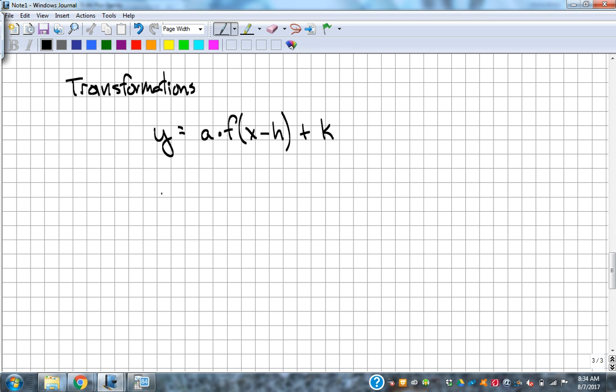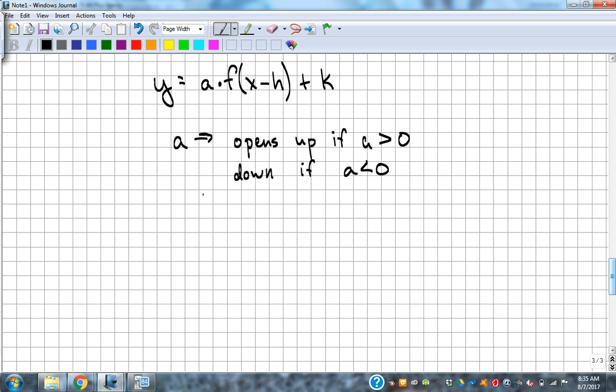So let's work on that A. It opens up if A is greater than 0, down if A is less than 0. We know that about absolute value graphs. We also know that about quadratics. Well, not really focusing much on either of those during this special section part here. But that A also does some things.